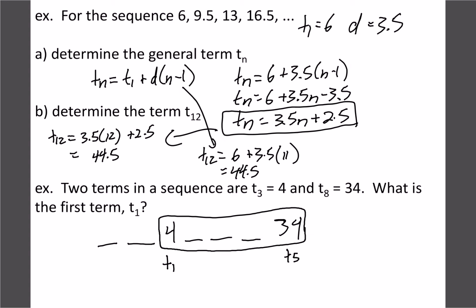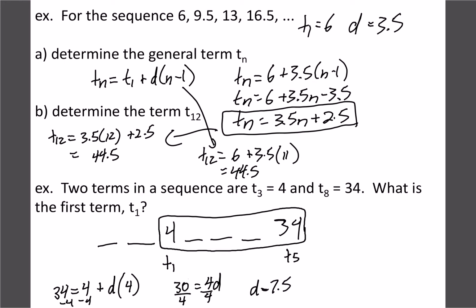So let's try that. We're going to use term 5, that'll be our last term, so we're going to use 34. Our first term is 4. This difference we don't know, but we know that there's 5 terms, so 5 minus 1 would be 4. So we get 34 equals 4 plus 4D. Let's get rid of that 4 on both sides first, so we'd have 30 equals 4D, divide by 4. 30 divided by 4 is 7.5.